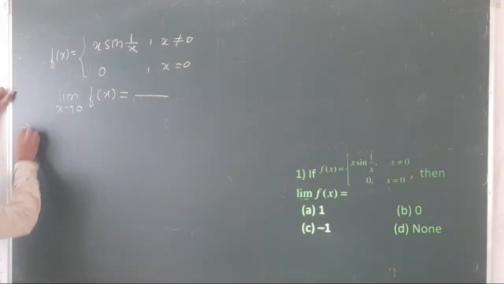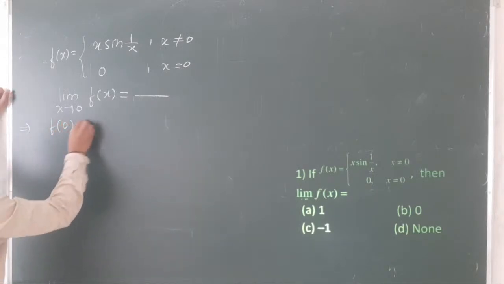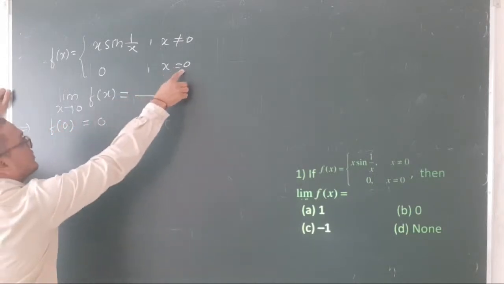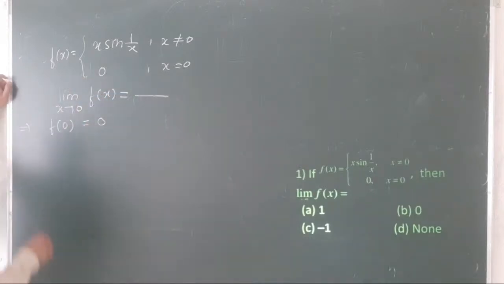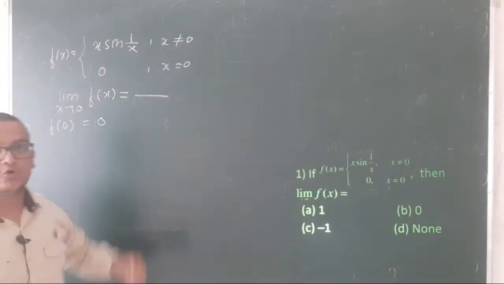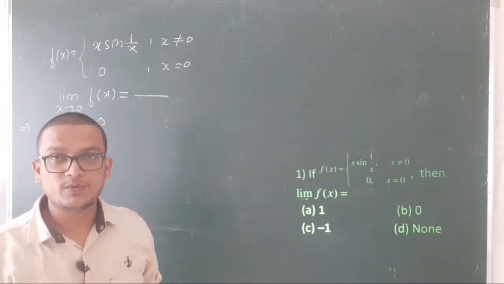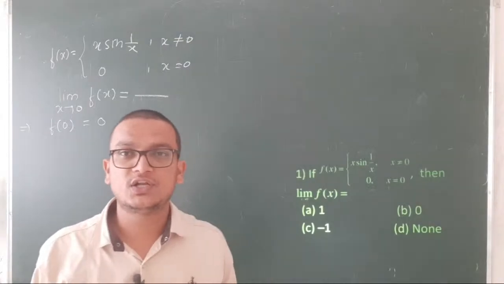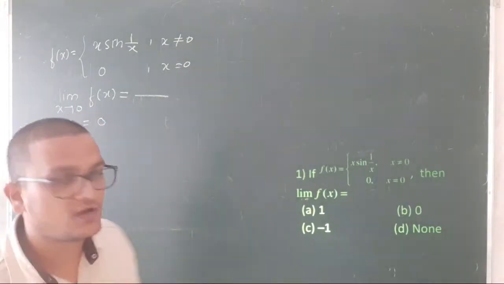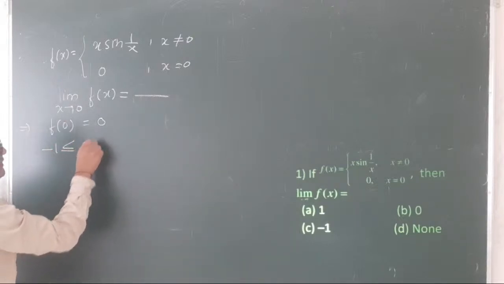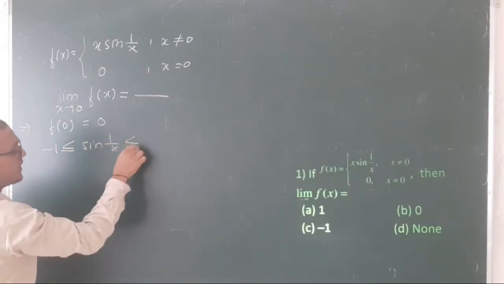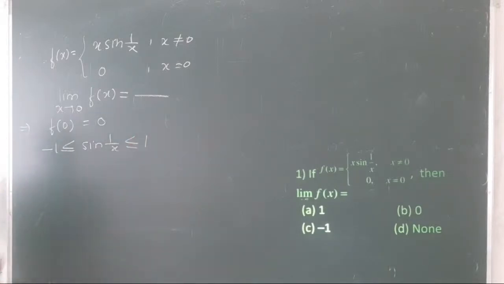Now see, f of 0 is what? 0. If I put x equal to 0, f of 0 is 0, as given in the function. Now you know the domain of the sine function is the closed interval of -1 to 1. So that sine function lies between -1 and +1. Now let us multiply x on both sides.